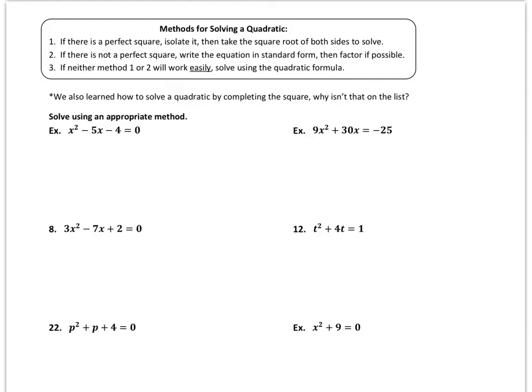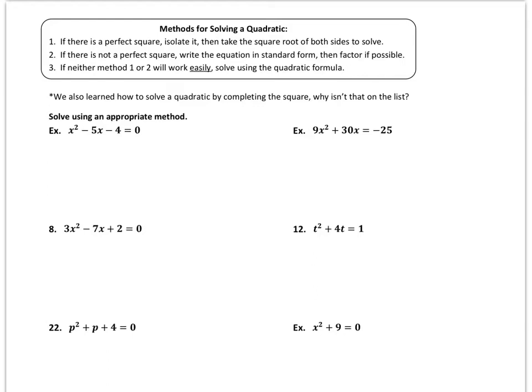Standard form, just a simple ax squared plus bx plus c. Okay? All right, so x squared minus 5x minus 4. Is there a perfect square in there? Is that a perfect square? No, it's not, so the first thing we want to do is try and factor it.